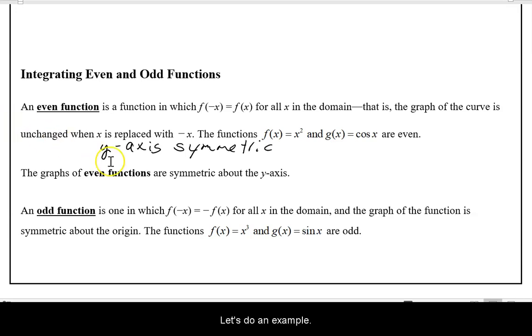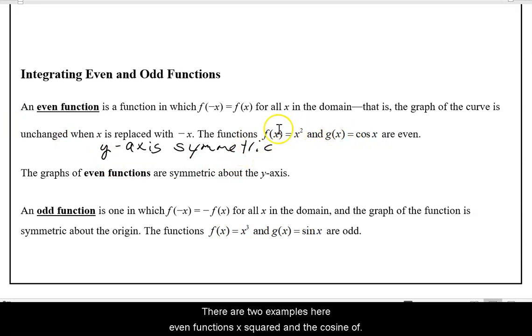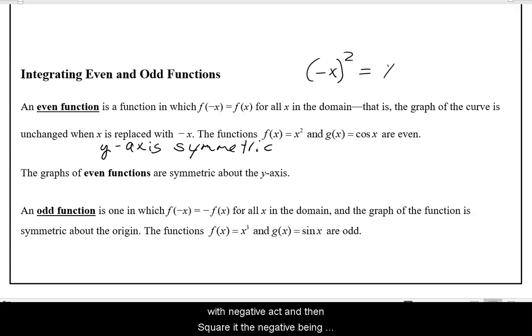Let's do an example. There are two examples here of even functions, x squared and the cosine of x. If I were to take x squared and replace the x instead with negative x and then square it, the negative being squared would give me back x squared. In other words, it does not change the function. That means it's even. If you fold on the y-axis, it will fold together and touch.